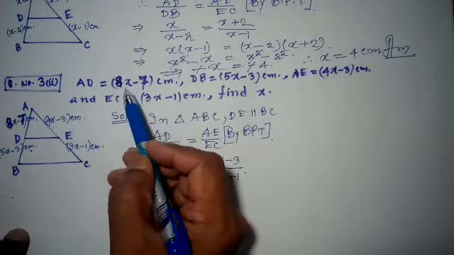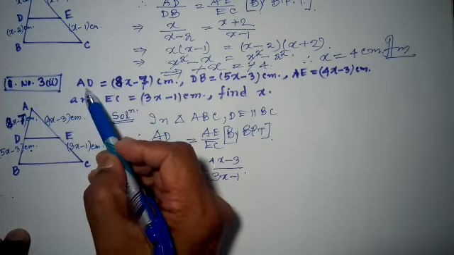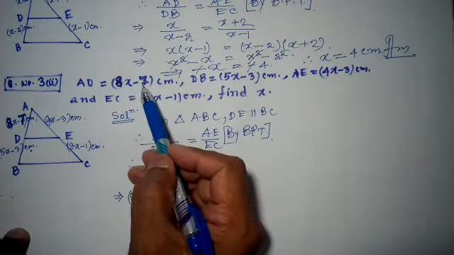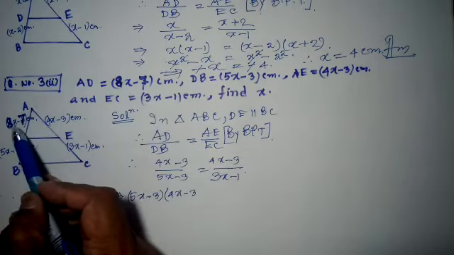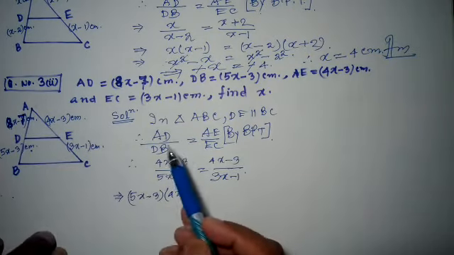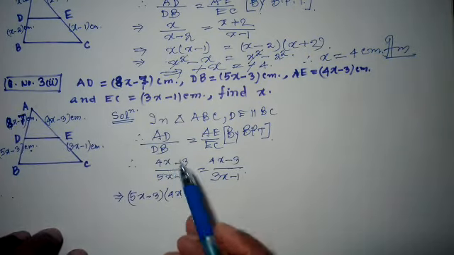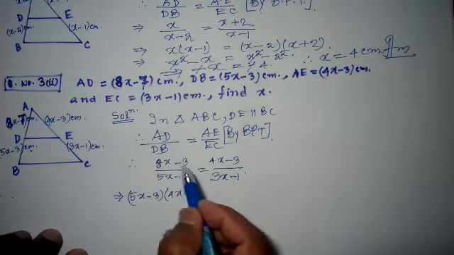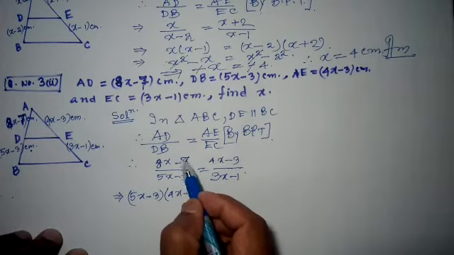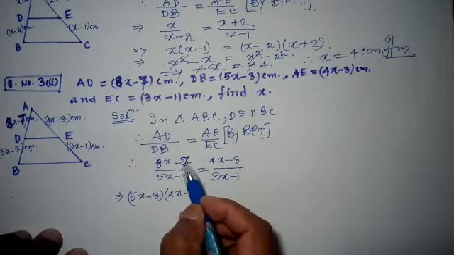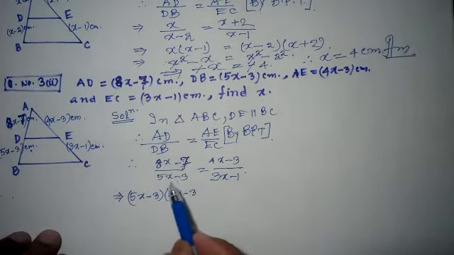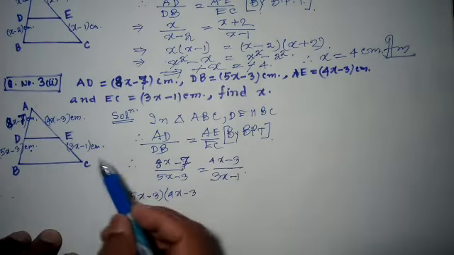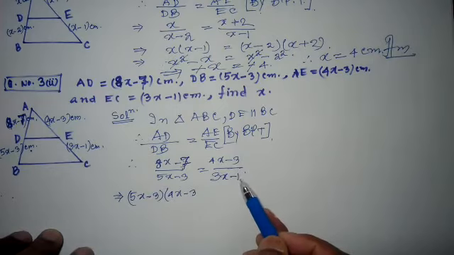There was a little mistake in writing the value of AD. It should be 8x minus 7. So here AD is 8x minus 7. So in putting the values, AD is 8x minus 7. Then DB is 5x minus 3, then AE is 4x minus 3 and EC is 3x minus 1.